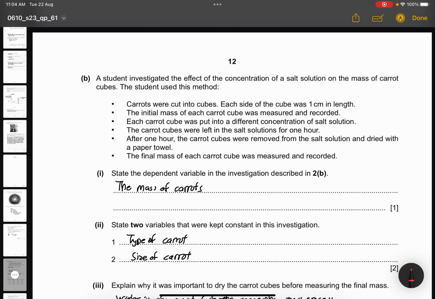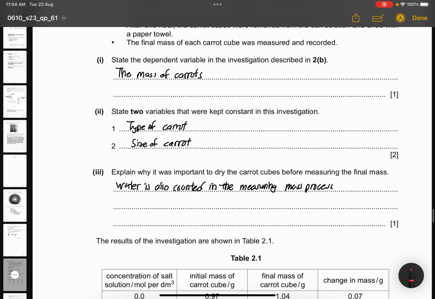Part 1. State the dependent variable of the investigation described in 2b: the mass of the carrots. Part 2. State 2 variables that were kept constant in this investigation: the type of carrots and the size of carrots. Part 3. Explain why it was important to dry the carrot cubes before measuring the final mass: because the water is also counted in the measured mass.